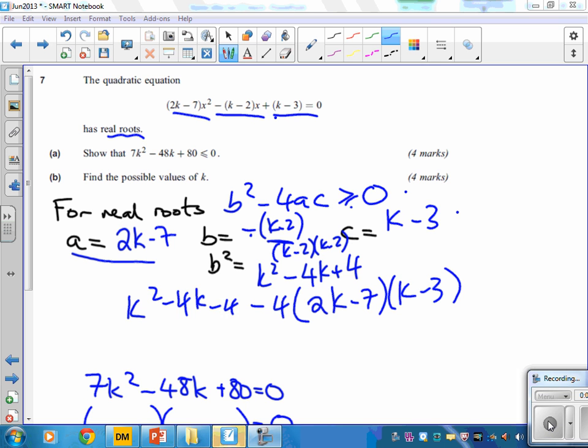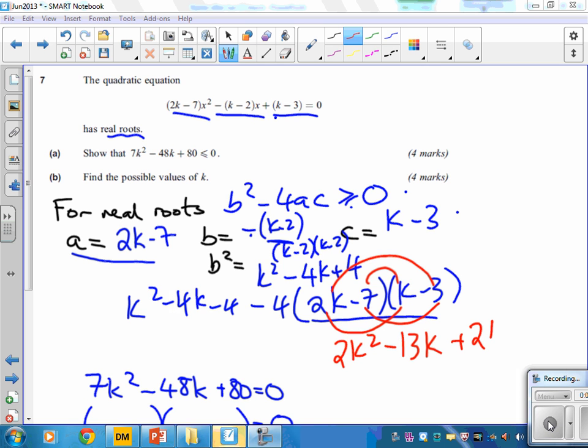We've got another thing to multiply out here as well, haven't we? So we've got 2k times k, that's 2k squared. We've got minus 7k's there, and then another minus 6 of them. So that's minus 13k's. And we've got minus 7 times minus 3. Minus times a minus makes it plus 21. And we've got to do minus 4 of all of that.